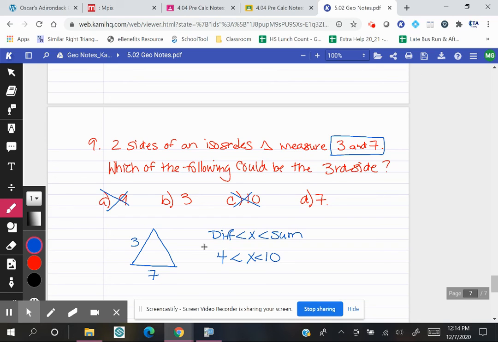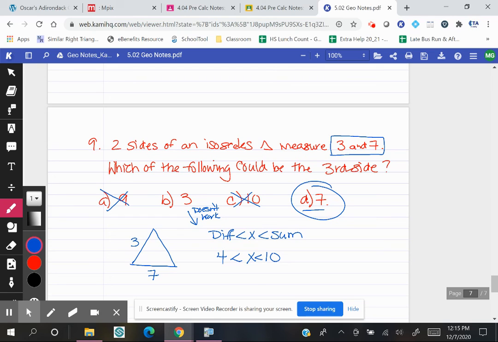So that shows us also that 10 wouldn't work because that's equal to 10, but we already crossed that off anyway. So is 3 between 4 and 10? And 3 is not between 4 and 10 because it's smaller than 4. So is 7 between 4 and 10? Yes, it is. So that would be your final answer.